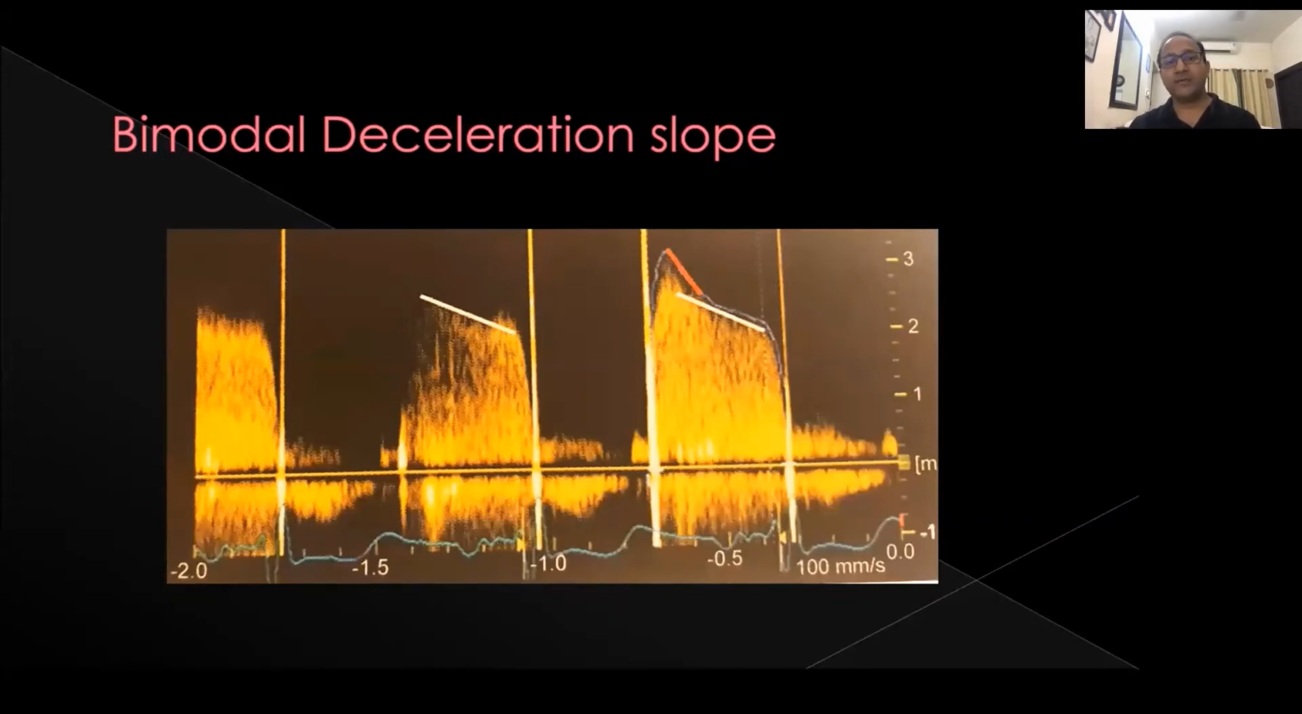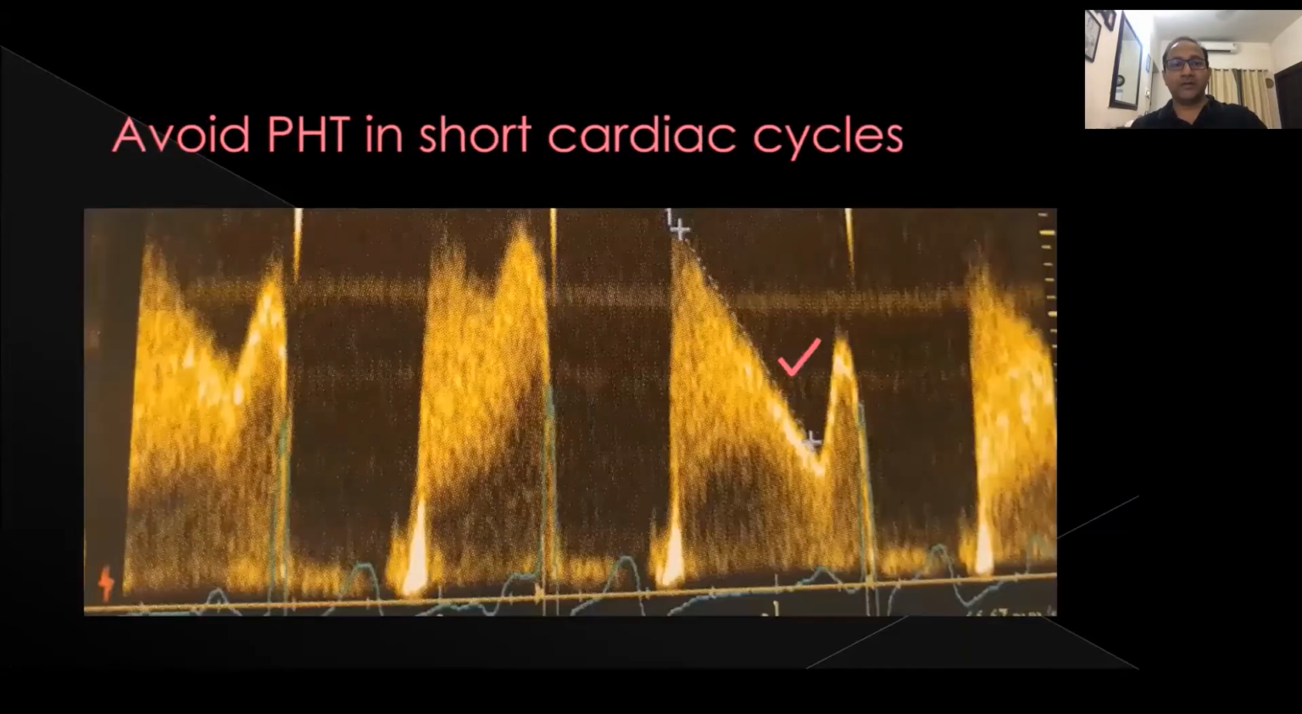So this bimodal deceleration slope you must be aware of, and do not make the mistake of taking the initial steep slope. The other is that if you have an AF, as I just mentioned, avoid pressure half time in short cycles like this one, take it in a longer cardiac cycle. So this one is right, not this, because otherwise it will give you an erroneous result.